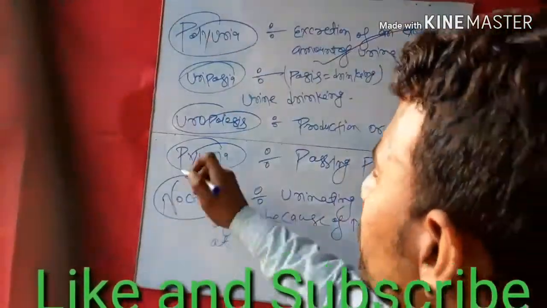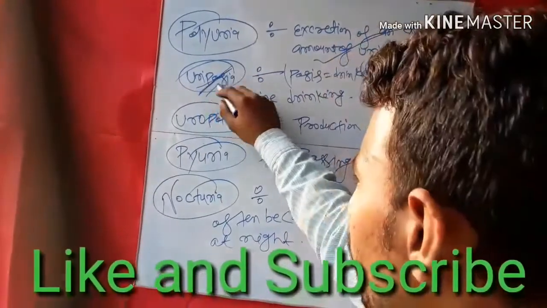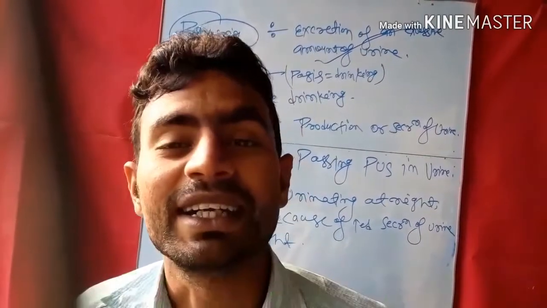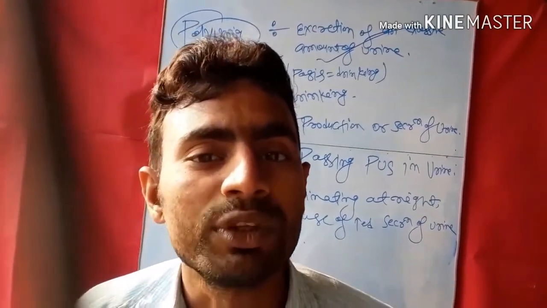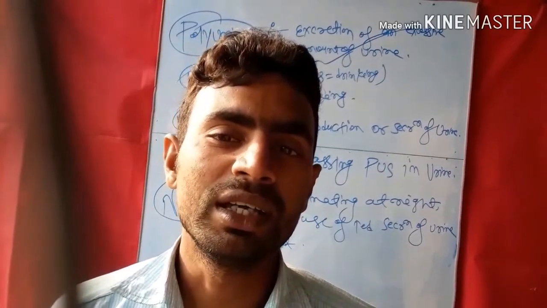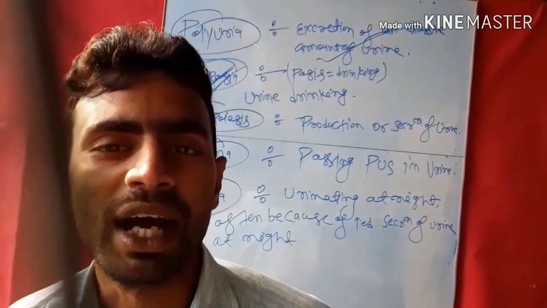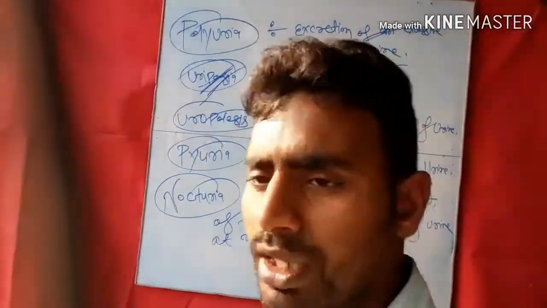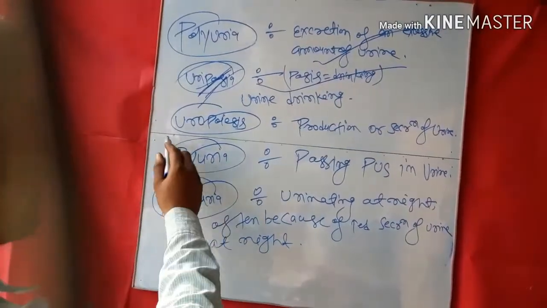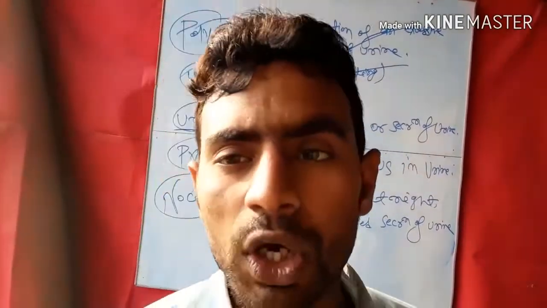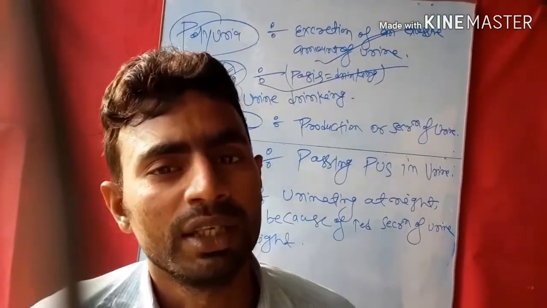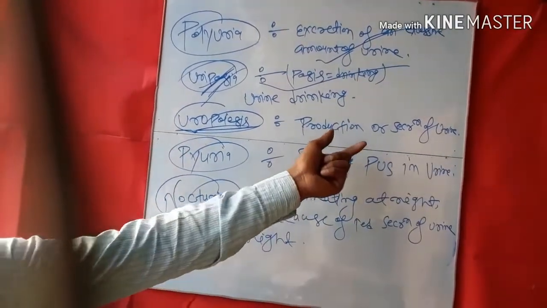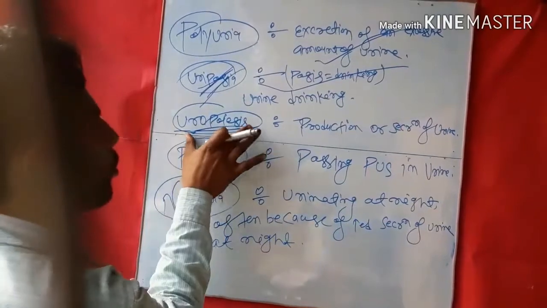Okay, next term is uriposia. Posia is made from posis, which means drinking. So uriposia, the drinking of urine, is called uriposia. Okay, uropoiesis: production or secretion of urine is called uropoiesis.